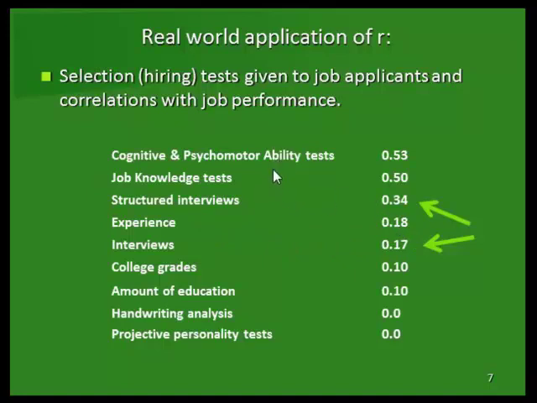Once you get up here at the top, the things that tend to work the best are job knowledge tests. So you're actually asking them specific questions about how they would do the job. This is probably a pencil and paper kind of thing. And then cognitive psychomotor ability tests. Here, basically, we're talking about some kind of IQ test. Like the SAT is basically a kind of IQ test. So IQ is this general cognitive ability to adapt and perform well in different kinds of situations. So it's not surprising that it's fairly predictive of job performance.